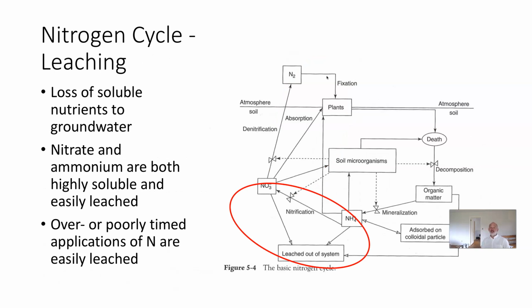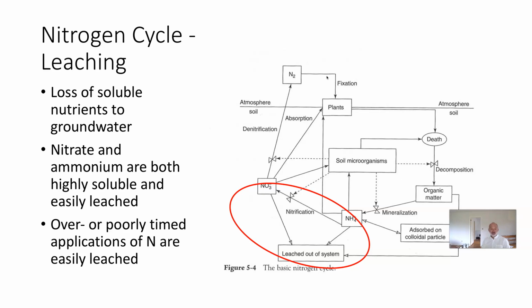The last part is another loss of nitrogen in the system that we want to be concerned with. Now, this is a process that doesn't require soil microorganisms, and it is leaching. I think we've briefly mentioned this in the past, but this is the loss of soluble nutrients to groundwater. So this is essentially where the nitrate is in solution or the ammonium is in solution, and as the water that's in the soil percolates down into the groundwater, the nitrogen goes with it.